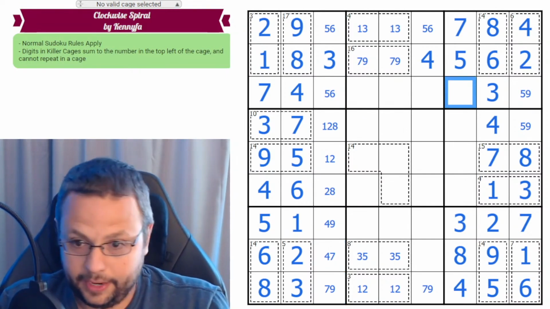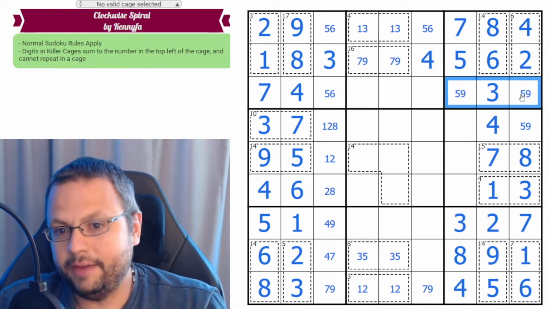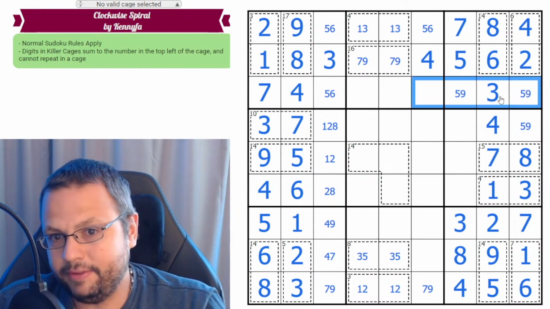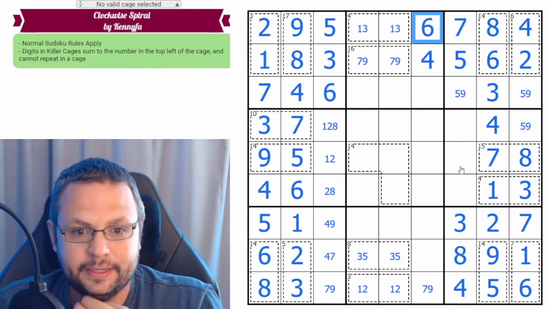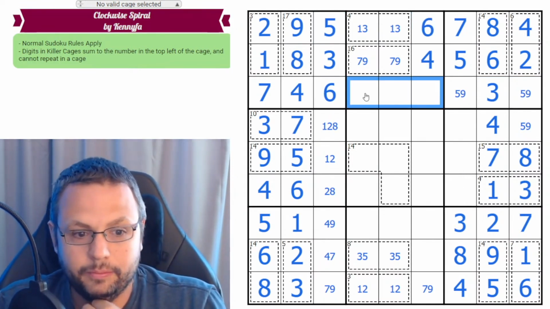But this is a 5 or a 9. Which means the 5 is in this row. That's the key point. The 5 in box 3 is in this row, so that can't be a 5. So that's a 6 and a 5 and a 6. I'm going to go ahead and fill in some more stuff.